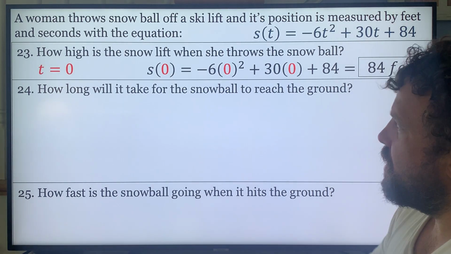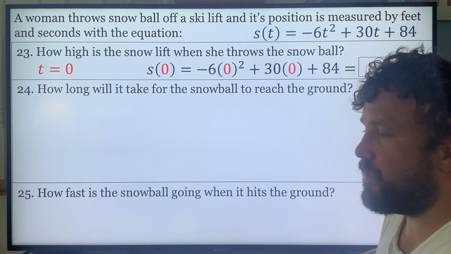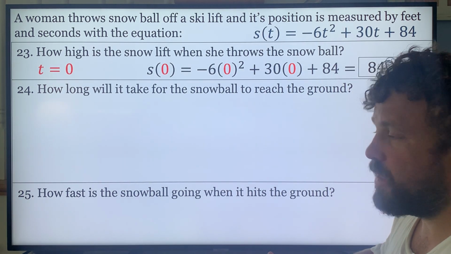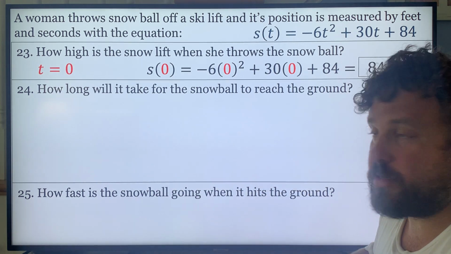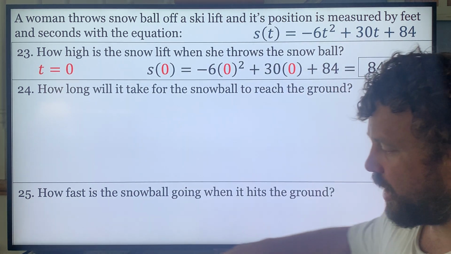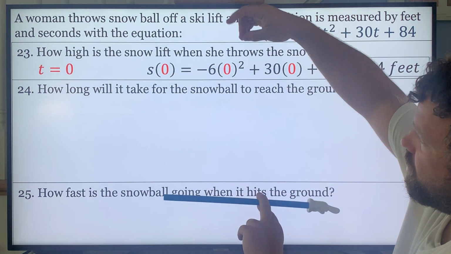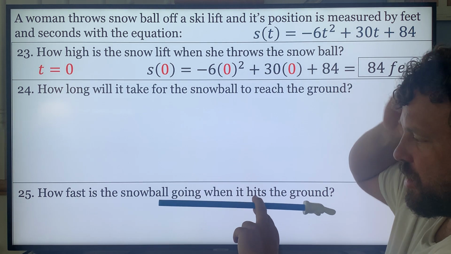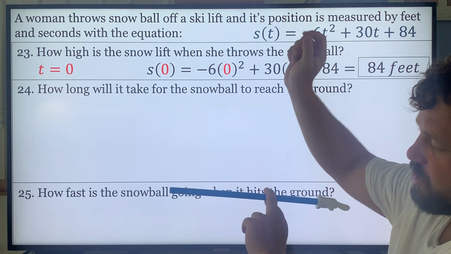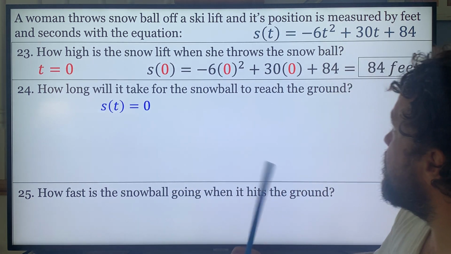Next, how long will it take the snowball to reach the ground? All right, so we discussed this earlier. When it reaches the ground, what do we know? T isn't 0, so we're looking for t. But what is 0? The position function is 0, because the ground is 0 feet high, right? When she throws the snowball, she's up here somewhere. She throws it, whoosh, all right? And then when it hits the ground, it's at 0. So 84 feet in the air, throws a snowball, boop, hits the ground at 0 feet. So I set it equal to 0.